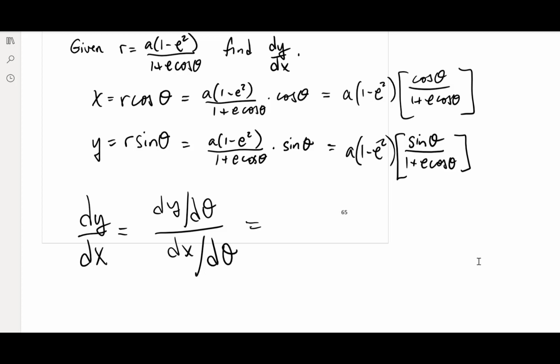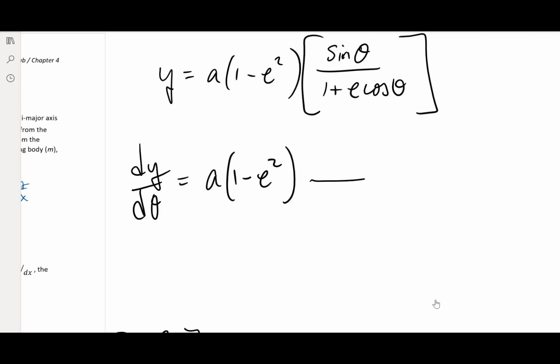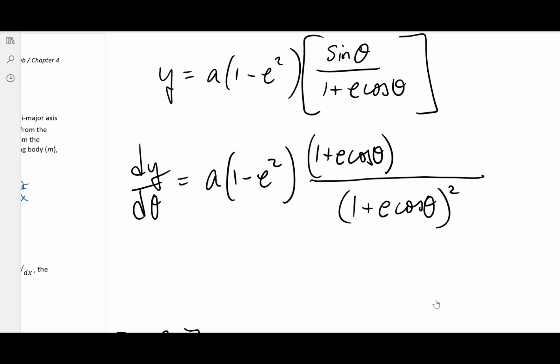Let's start with the first one, dy/d theta, which is here. So if we have y is a times (1 minus e squared) times this fraction, sine theta over (1 plus e cos theta), we can do the quotient rule here to get a derivative. dy/d theta would be the constant a times (1 minus e squared), and then quotient rule: I'll take the denominator, square it, copy that denominator on top, and then do the derivative of the top, which would be cos theta.